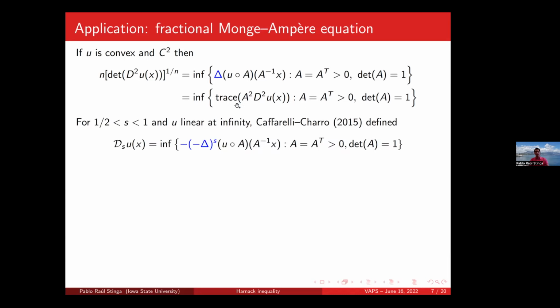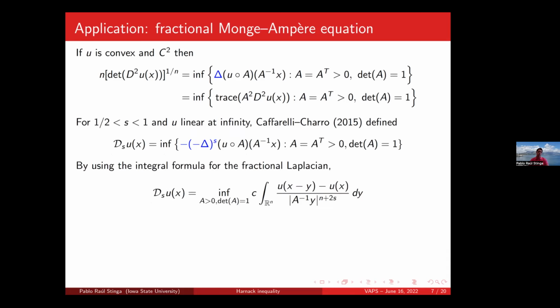So now, Caffarelli and Charro replace this Laplacian by a fractional Laplacian, and take the infimum again in the same class, and they denote this operator D^s and call it the fractional Monge-Ampère operator. If you write down the integral formula for the fractional Laplacian here, this is what you get. The kernel of the fractional Laplacian is deformed according to the matrix A, and you take the infimum among the class of matrices A.